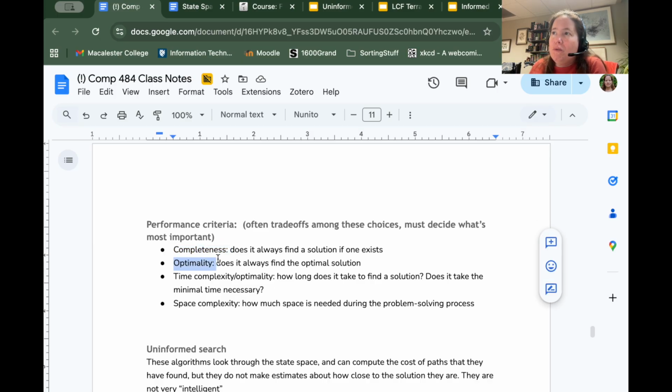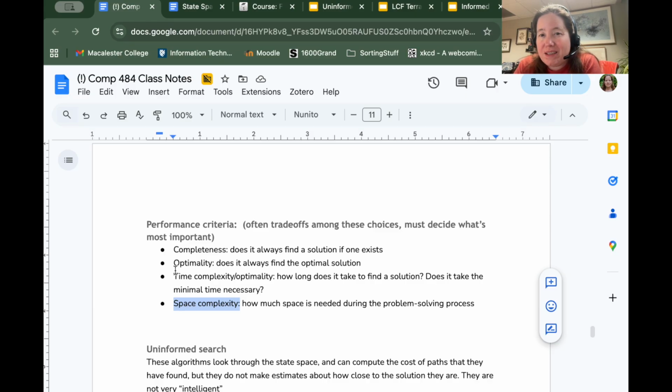Optimality, does it always find the optimal solution? Optimality and completeness are at play with each other. Optimality is also at play with time complexity and space complexity. How much time does the algorithm take to run? And this is where things get a little algorithmy. We actually might think about big O notation a little bit because it actually plays into these.